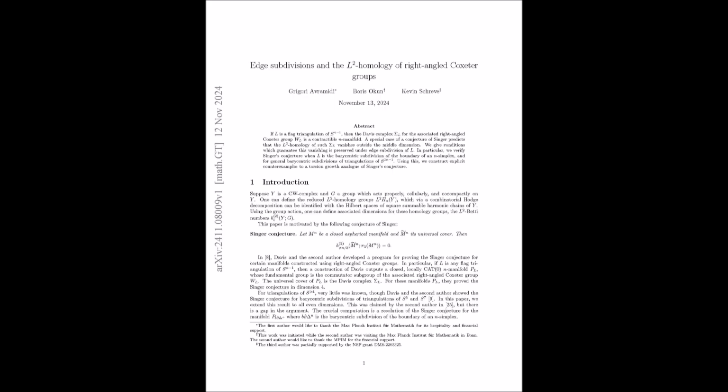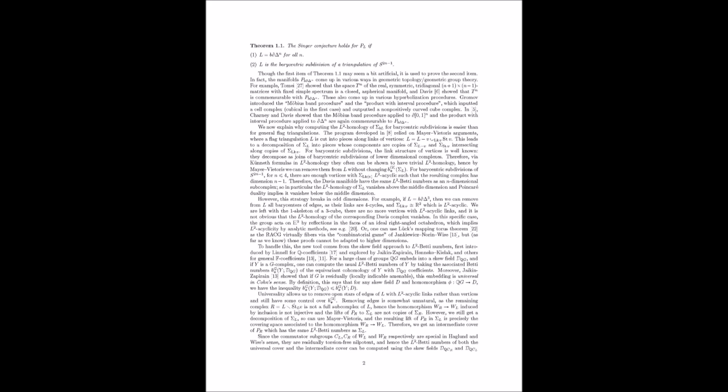And the Davis complexes that come from these right-angled Coxeter groups, they turn out to be manifolds with some really interesting properties. All right, so we've got these special manifolds. What do they do with them? They use those results we talked about earlier, the stuff about edge subdivisions, barycentric subdivisions, Linnell skew fields, to analyze the L2 homology of these manifolds.